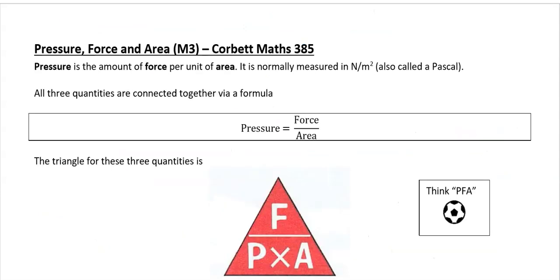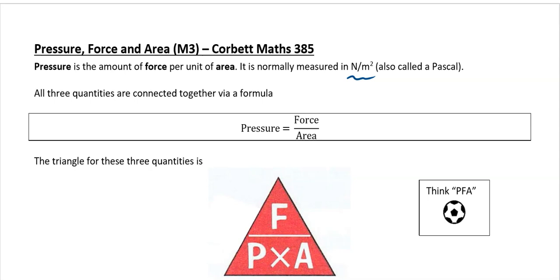Okay, next thing we're going to look at is another compound measure. This is pressure, force, and area. The units of pressure are force per meter squared. Now this looks like you've got your force being divided by your area. So that's why you've got your force on your top, your area on your bottom, and then what you're left with is your pressure. So that's how you arrive at your formula.